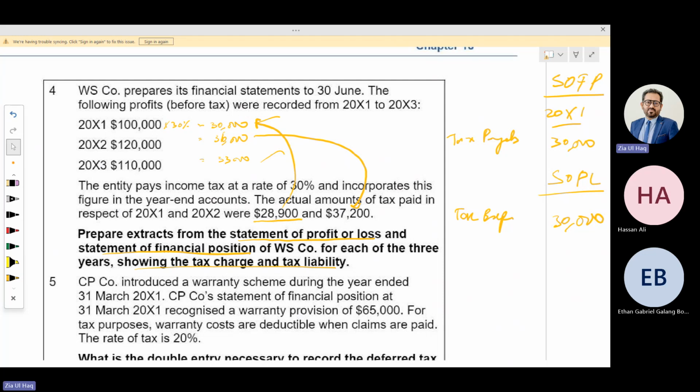Is it fine? And can you just show the last year ones? For 20x2, we paid this tax, while the liability for 20x2 was 36,000. We paid more. This means for 20x2 there is an under provision of 1,200. That will be adjusted when? With the next tax.